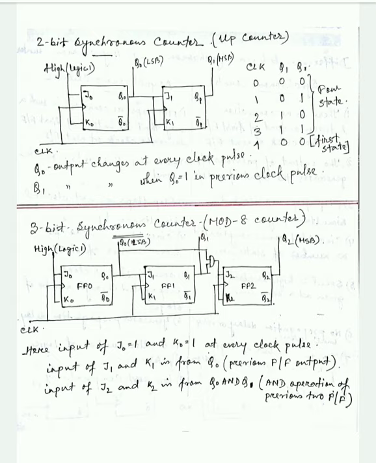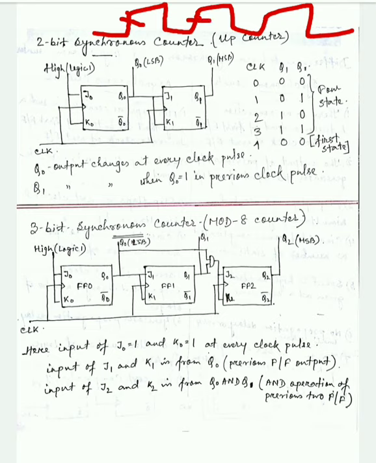Now we see what happens as the clock arrives. Clock pulse means, as this is positive edge triggering, whenever it's on the upward positive edge, meaning the upward value.